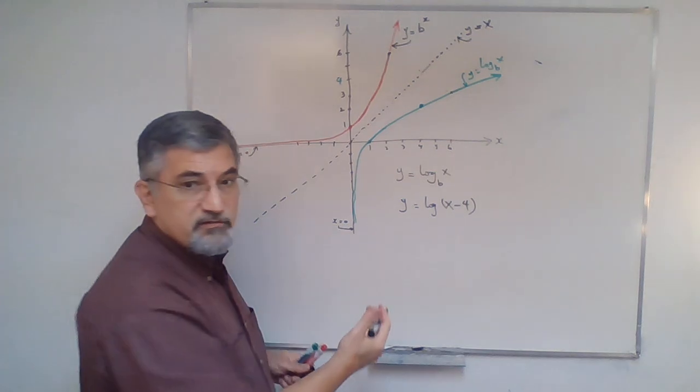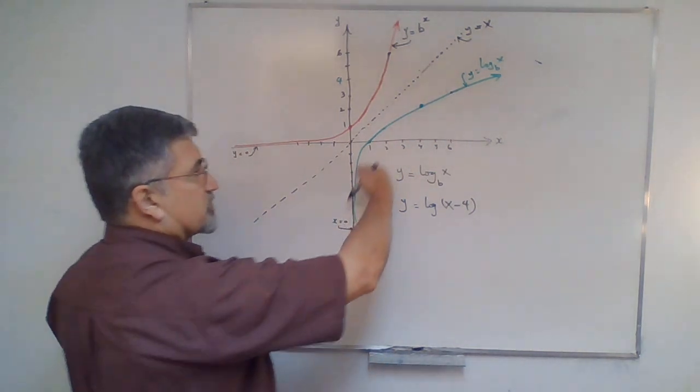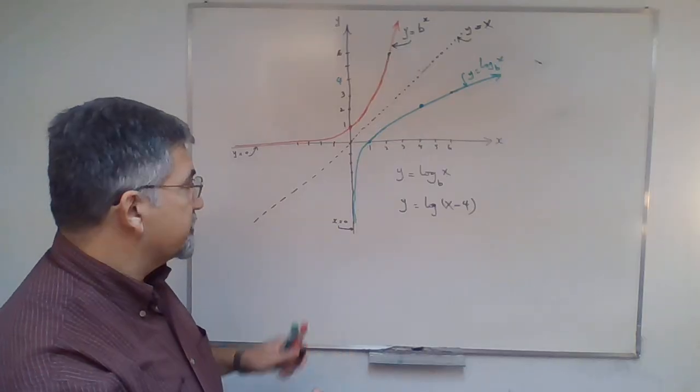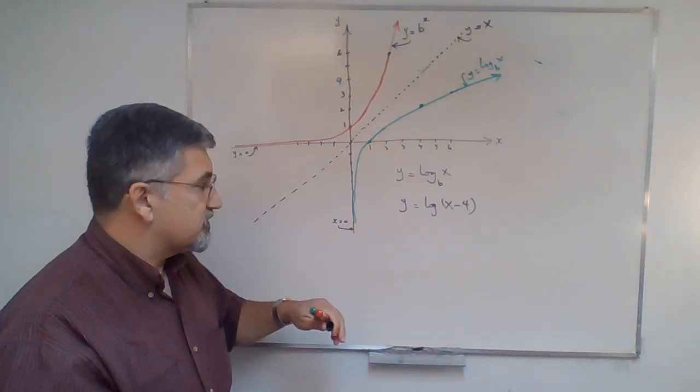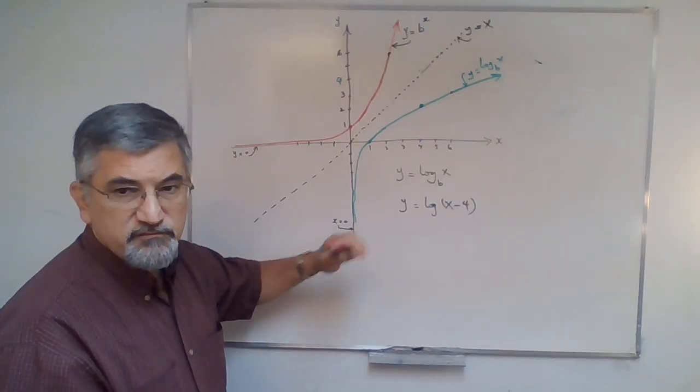So how would this graph look like? We know the graph of the logarithmic function. It is like this green graph, as you see. We know the domain, we know the range and all of that. But what would be the graph of this function?